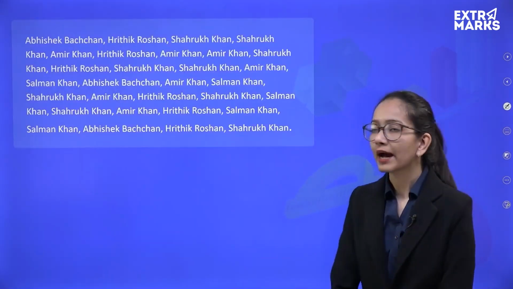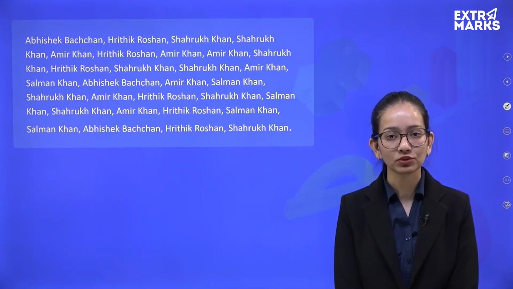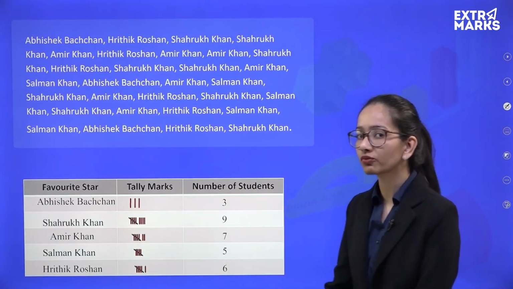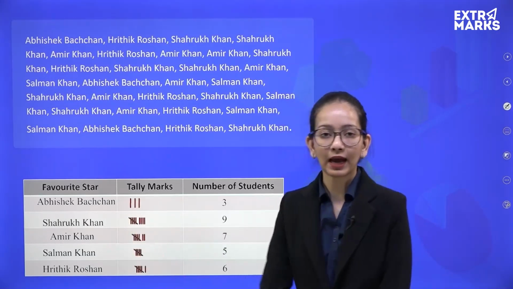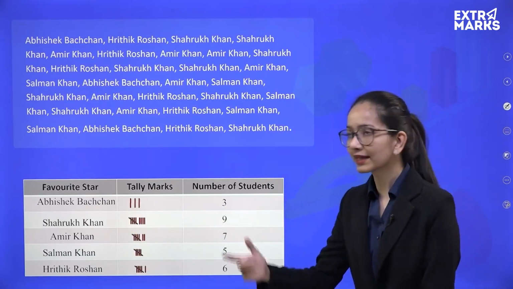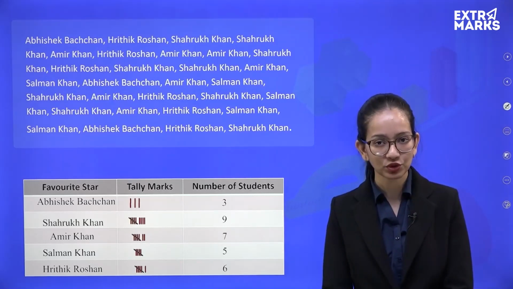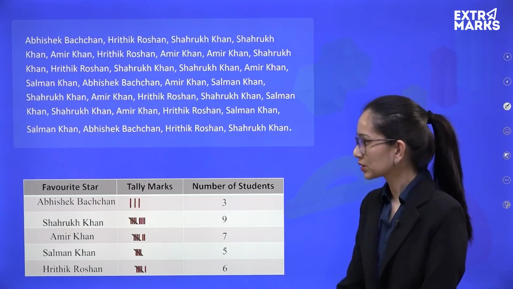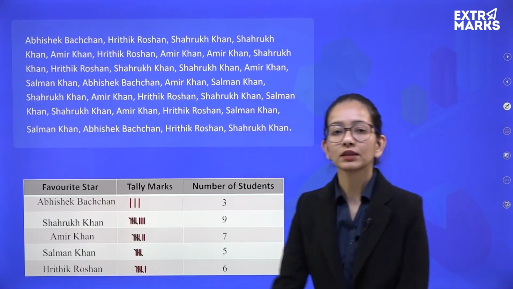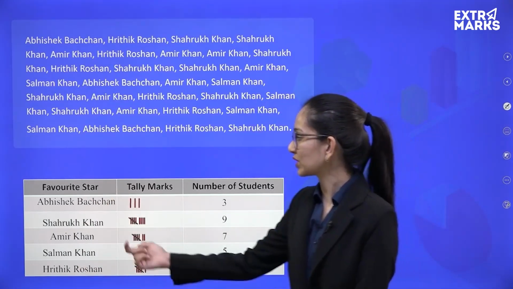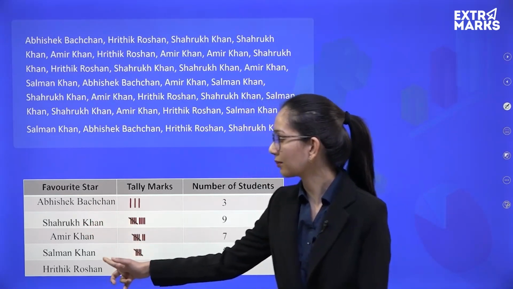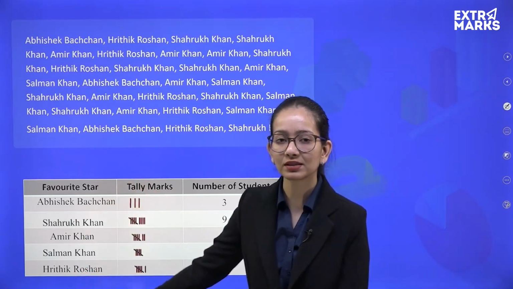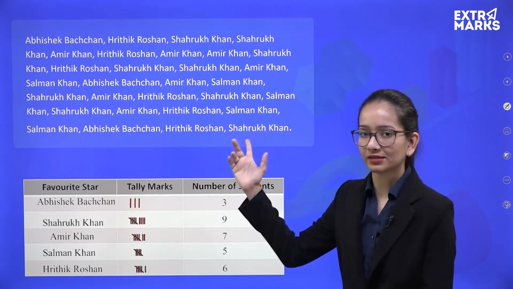For this, I will make a frequency distribution table. In that table, I am taking 3 columns. One column is of favorite star. The second column is of tally marks, which will show you the frequency. And the third column is of number of students. In the first column, I have written the names of the favorite stars, which are Abhishek Bachchan, Shah Rukh Khan, Amir Khan, Salman Khan and Hrithik Roshan. Only these 5 stars are mentioned in this list, right?